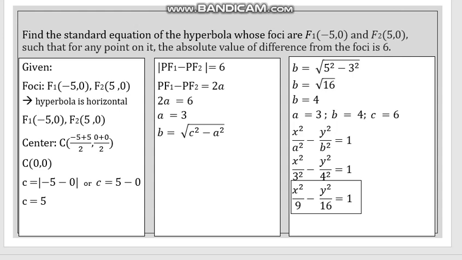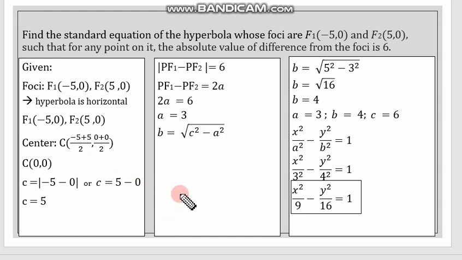Find the standard equation of the hyperbola whose foci are F1 (-5, 0) and F2 (5, 0), such that for any point on it, the absolute value of the difference of the distances from the foci is 6. So we're going to plot those points. Foci at (-5, 0) and (5, 0).